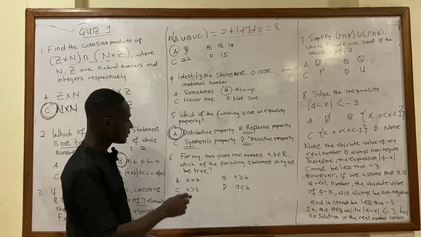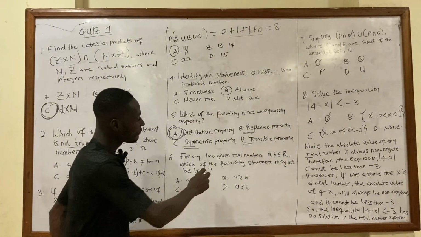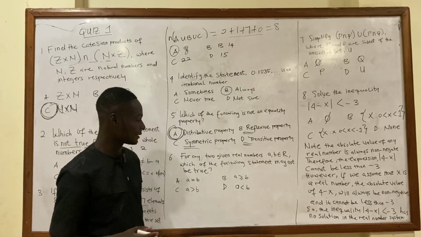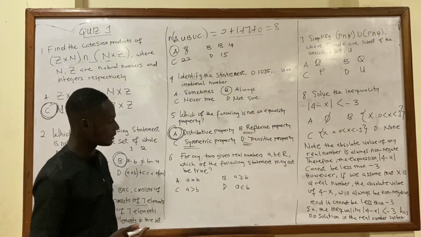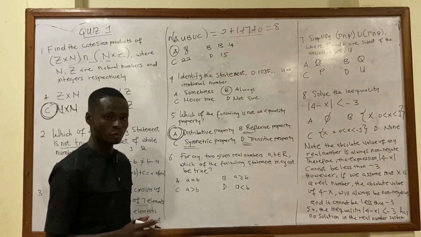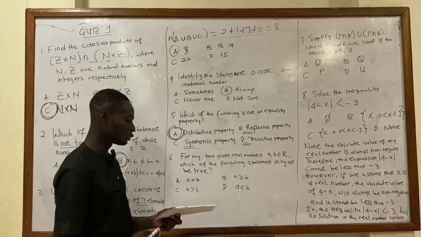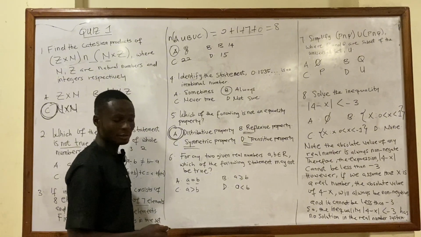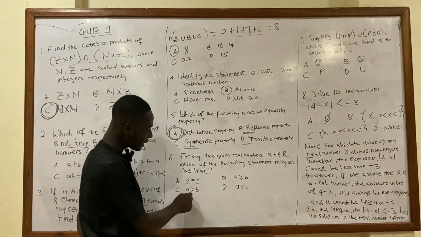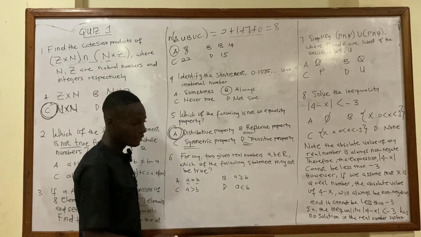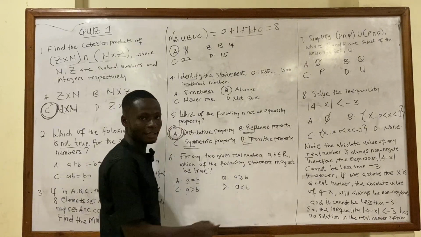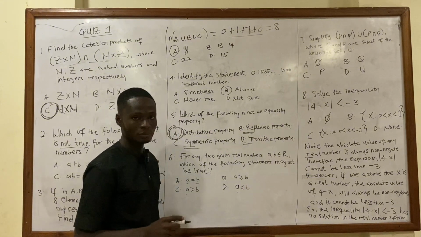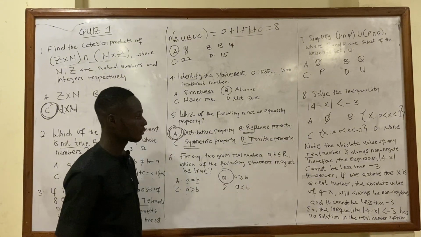All right, our question 6 also says, for any two given real numbers, A and B belongs to the real number system, which of the following statements may not be true? So we can say that A is equal to B, and we can also say that A can be greater than B, and we can also say that A can be less than B, but we cannot say that A is greater than or equal to B. It's never true. So we say that option B is wrong.